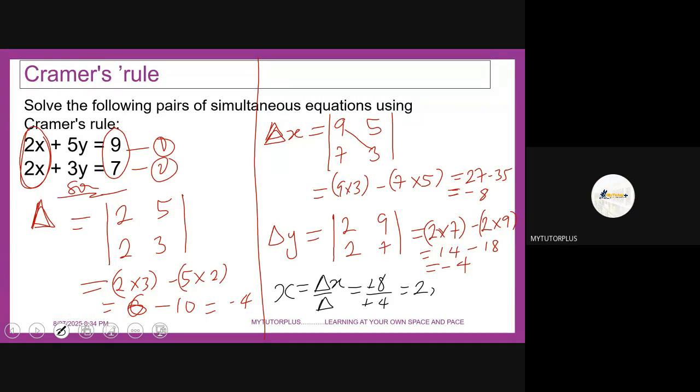And the next one, which is what I'm going to do for them. If I want to get the value of y now, y will be equal to delta y divided by delta. And that will simply be what? Minus 4 divided by minus 4. And that will give us the final answer to be equal to what? 1. That will give us 1. Finish. So our final answers are 2 and 1. That is how to use Cramer's rule.